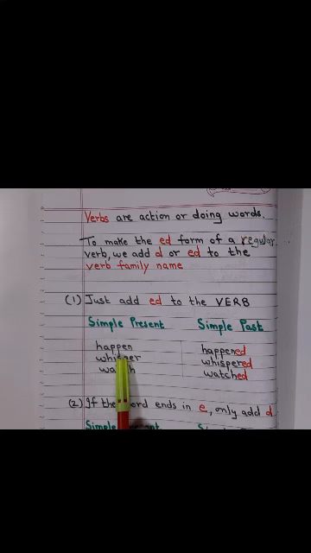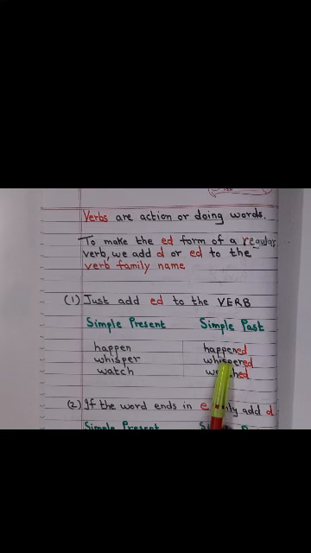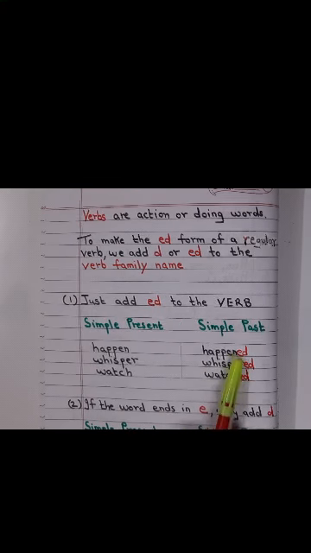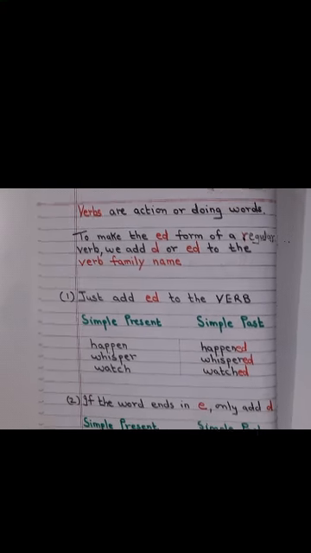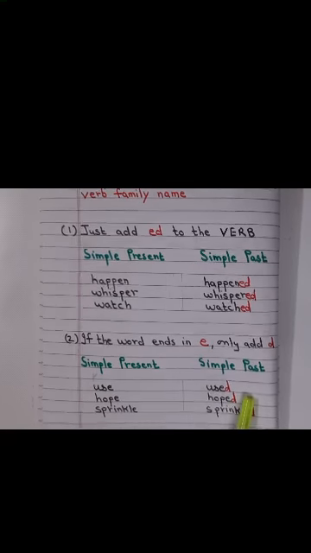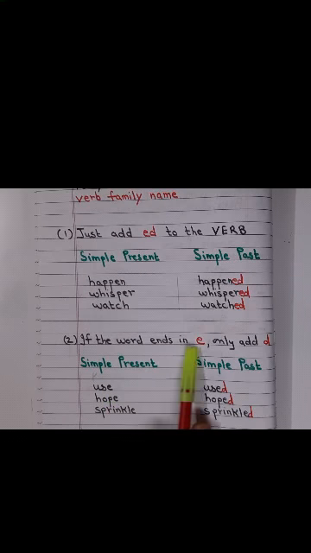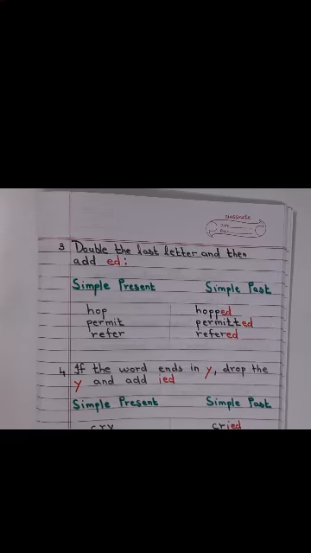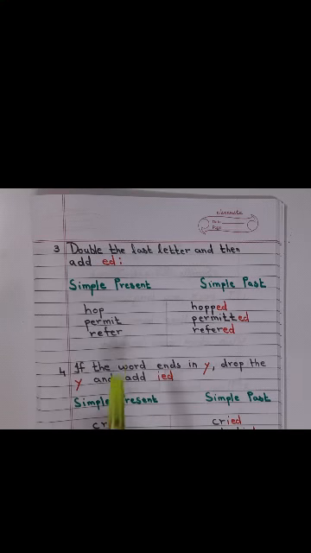Now, look at this, children. Happen, happened. Whisper, whispered. Watch, watched. We are just adding ed, right? Now, children, what happens if the word ends in e? Then you add only d, like use, used, hope, hoped, sprinkle, sprinkled. Sprinkle is like, children, we have salt and pepper. We are eating something and so then we just sprinkle on it. Okay, that's the meaning of sprinkle.